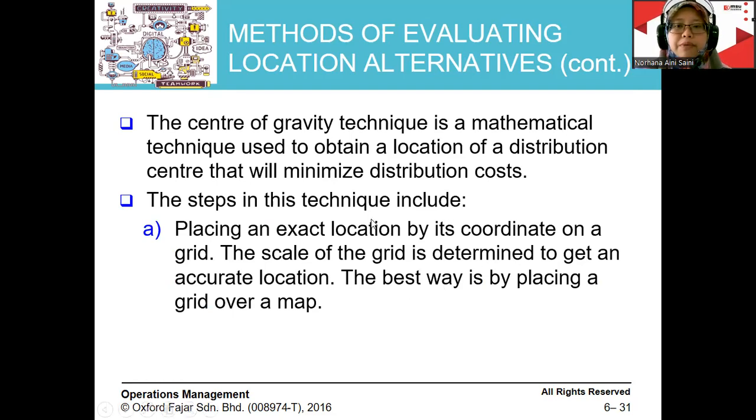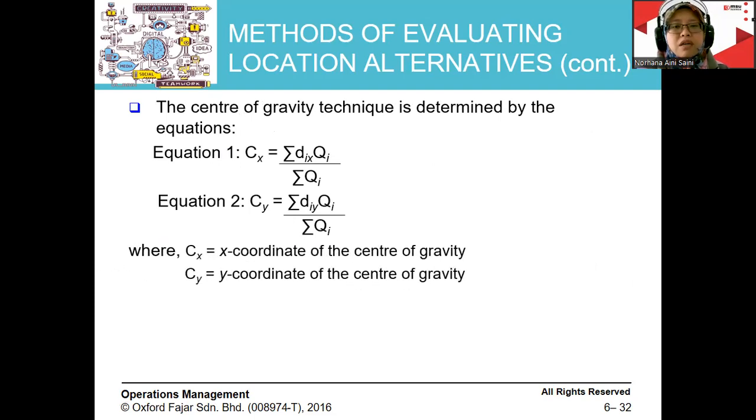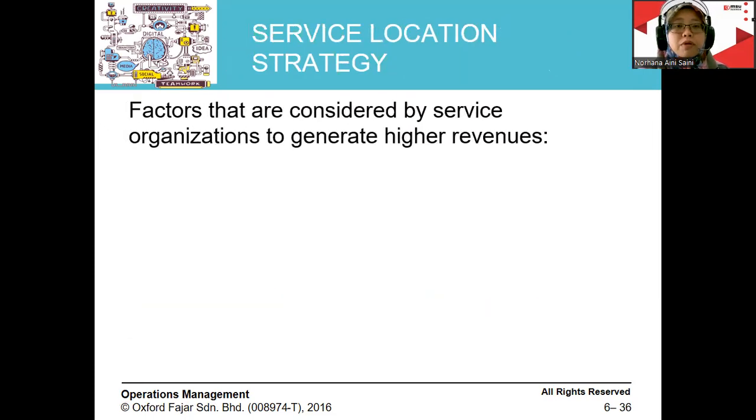So if you want to calculate based on the transportation cost here and there, definitely this will be the best one. It minimizes the distribution cost, from the warehouse, from the port for example, based on the distribution center. So this is the step, and this is the equation, the formula. That's why I say I will not go through it in detail. That covers the product, the good. Now let's go to the service location strategy.